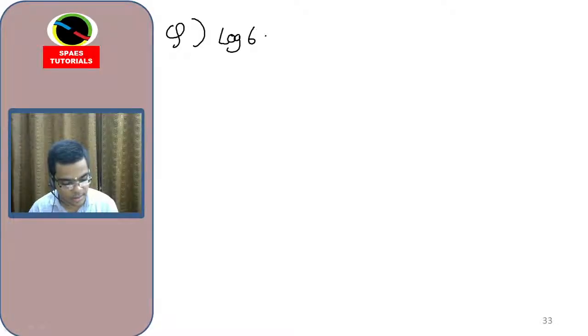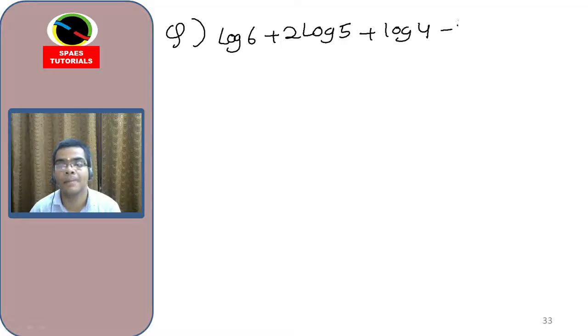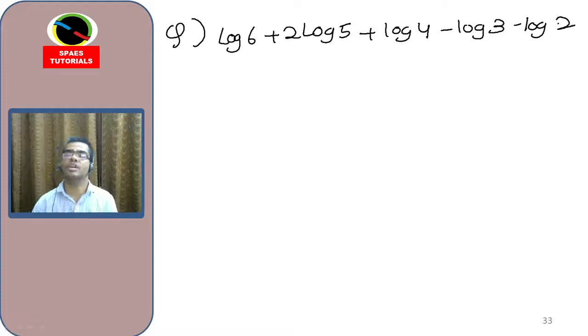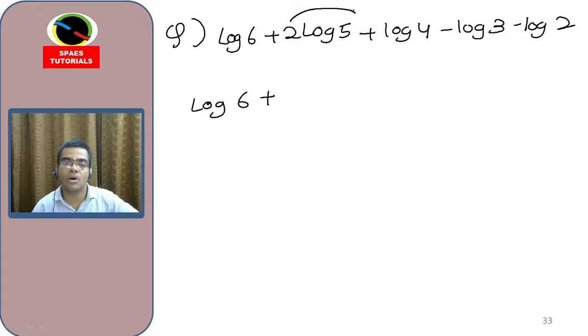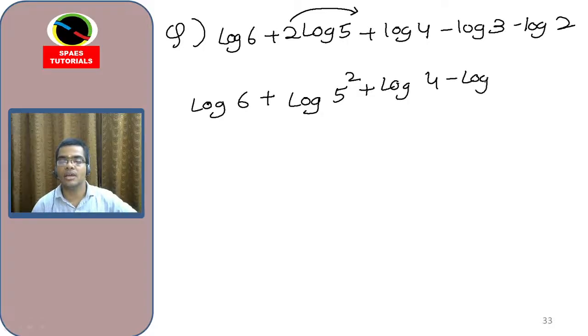Log 6 plus 2 log 5 plus log 4 minus log 3 minus log 2. We need to solve this. Okay, students, we know one thing. When the base is not given, consider the base to be 10. Now log 6 plus, this 2 can go as a power of 5, so it's going to become log 5 square. And this will be as it is, log 4, log 3, log 2. Now log 6 plus log 5 square means log 25.